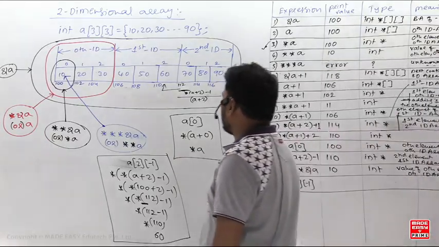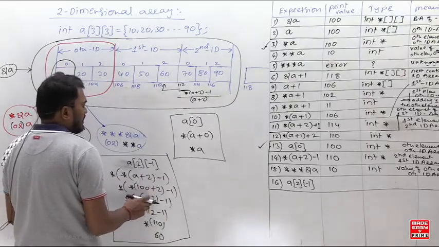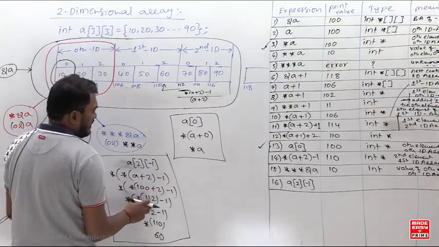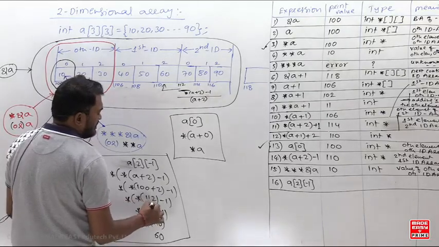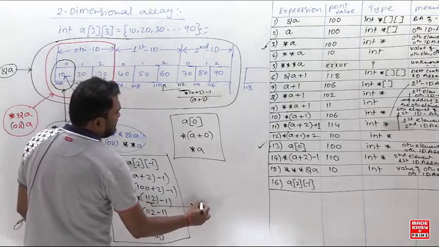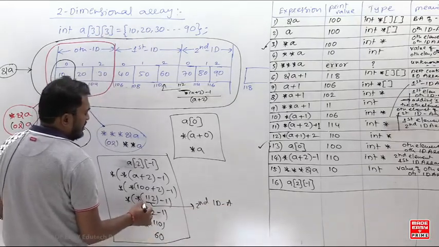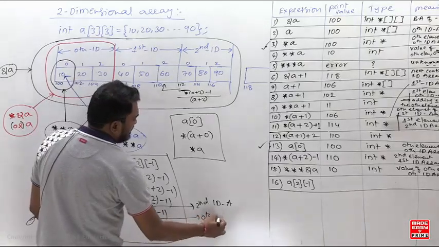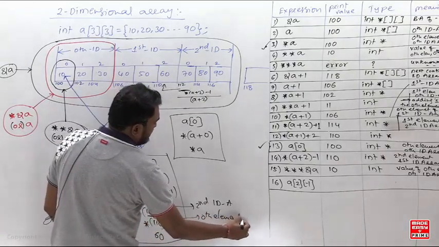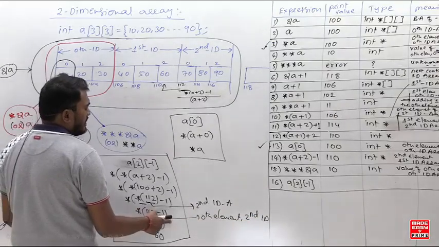Why are you getting confused? A plus 2, same, 100 plus 2 gives 112. 112 means what? What is it pointing to? Okay, 112 means this one. It is pointing to the second 1D array. So now if I apply star here, what is this 112 pointing to? The 0th element of the second 1D array.